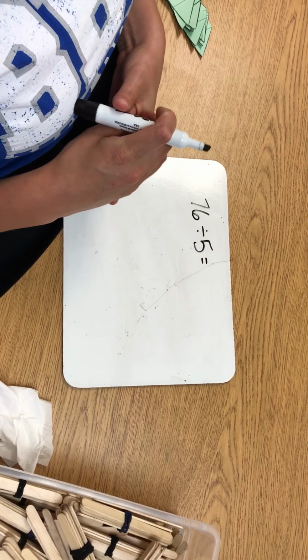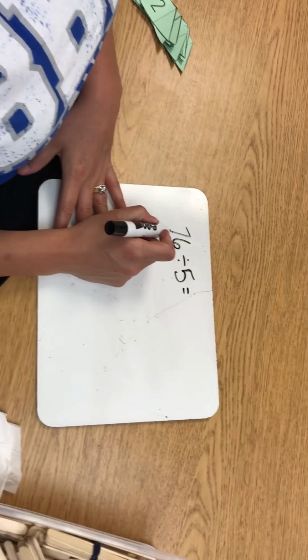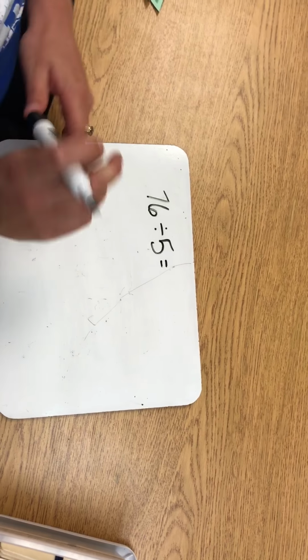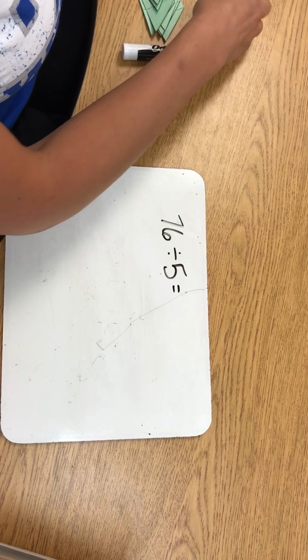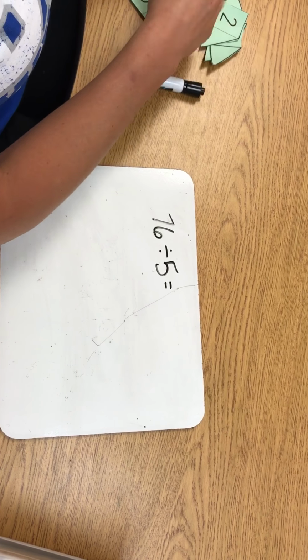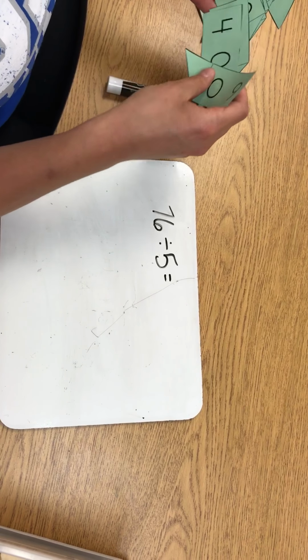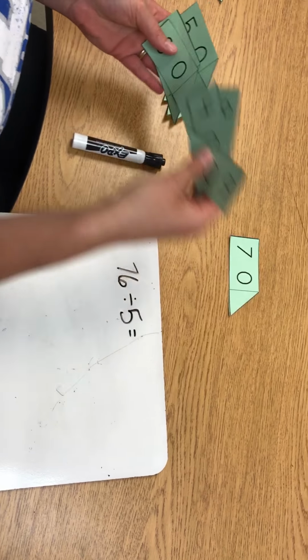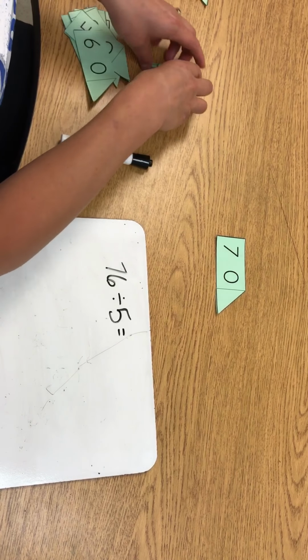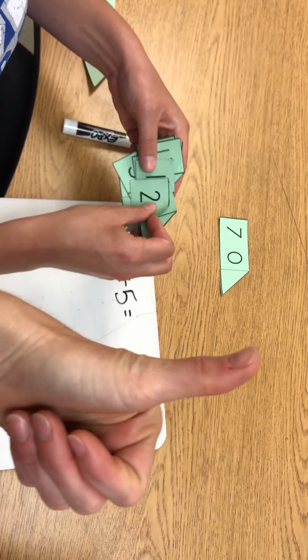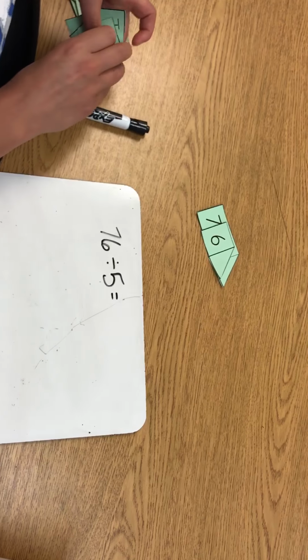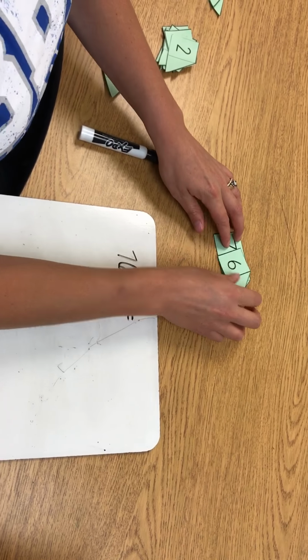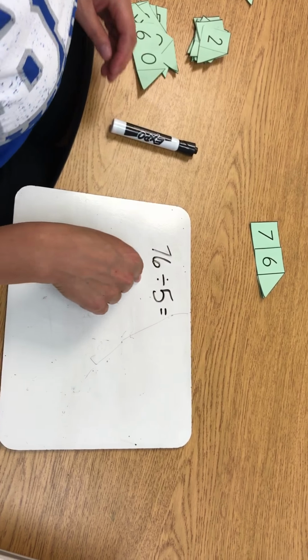All right, Katie, now we're going to do some division. So this problem says 76 divided by 5. I'm going to start by making my number 76, which is made up of 70. That's right, I can hear you answering it. And 6. That's right. So we know this is 70 and 6, and we're going to divide it by 5.